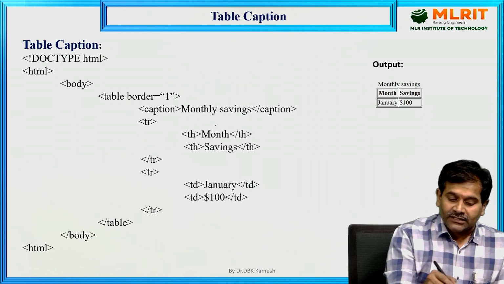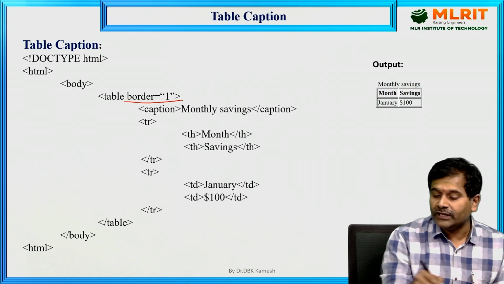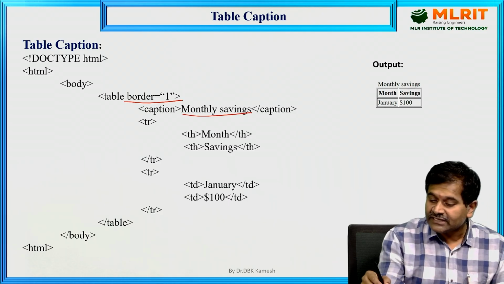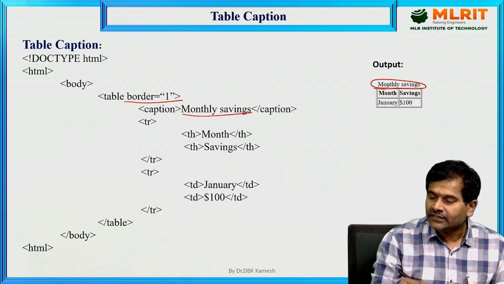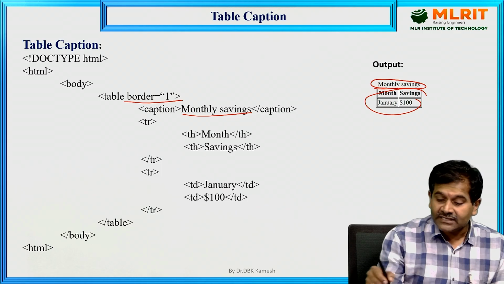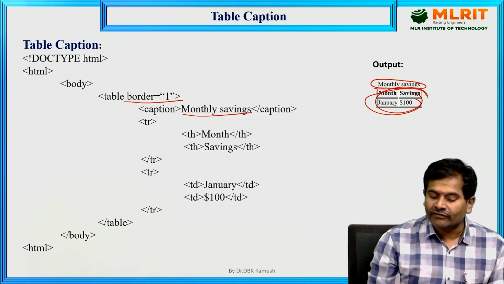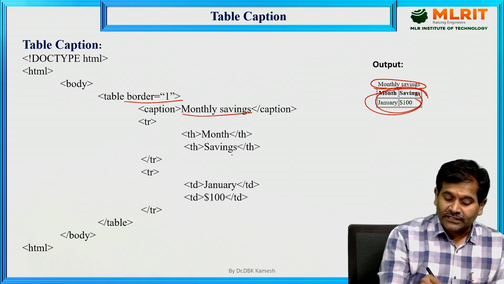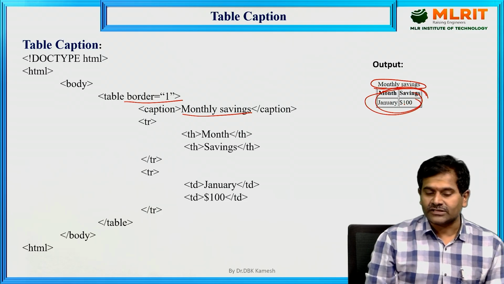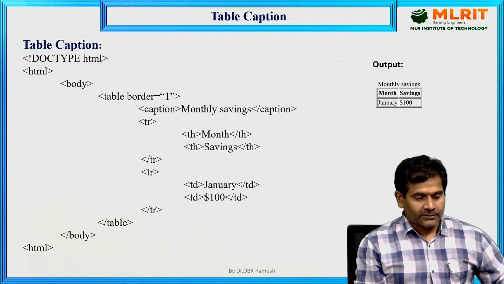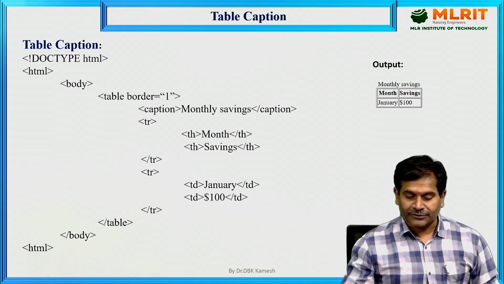Then again, caption monthly savings, border only one. So see, the monthly savings caption is given in this. Inside this one, we can set left alignment or right alignment, center alignment. We have given center alignment. So month, savings, January and $1,000. Right, this is called the table caption.